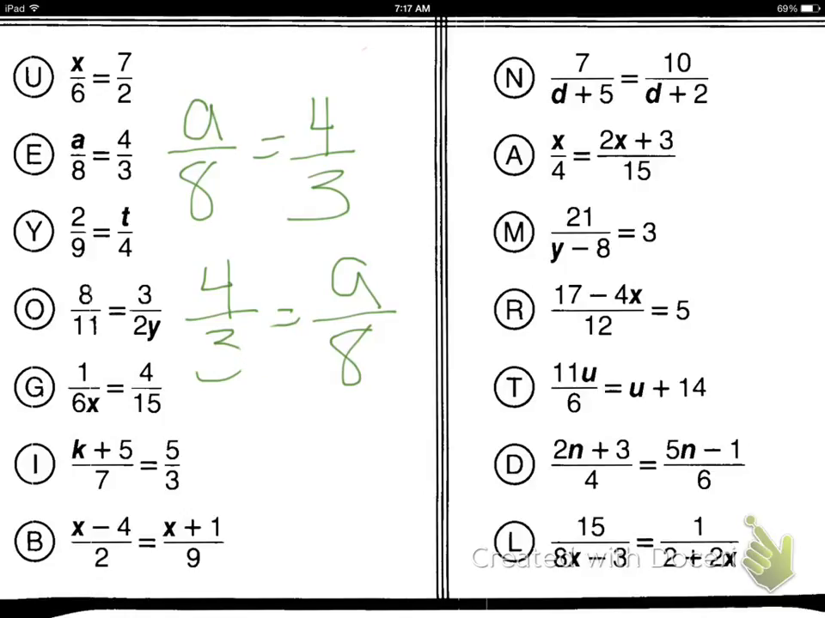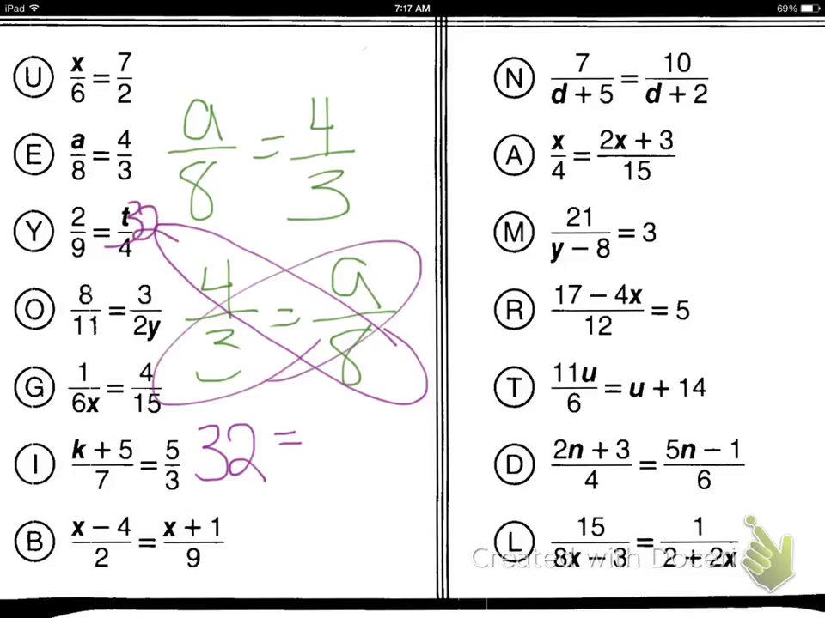It's cross products. See, if I know that this product has to be equal to the other cross product, I'm going to actually write that. The cross product of 4 times 8, which is 32, has to be equal to, remember I wrote the 32 in the corner here?